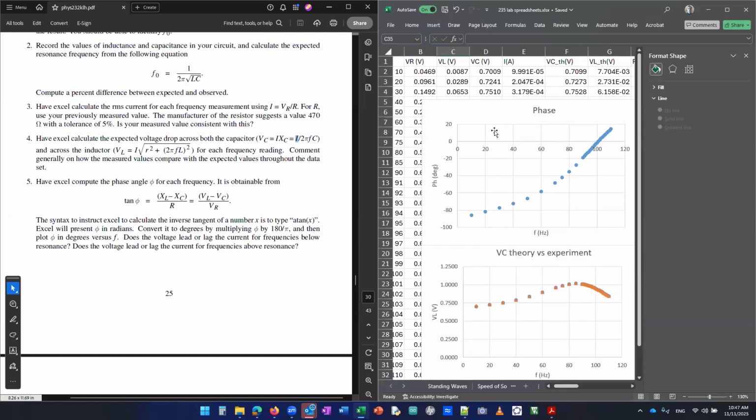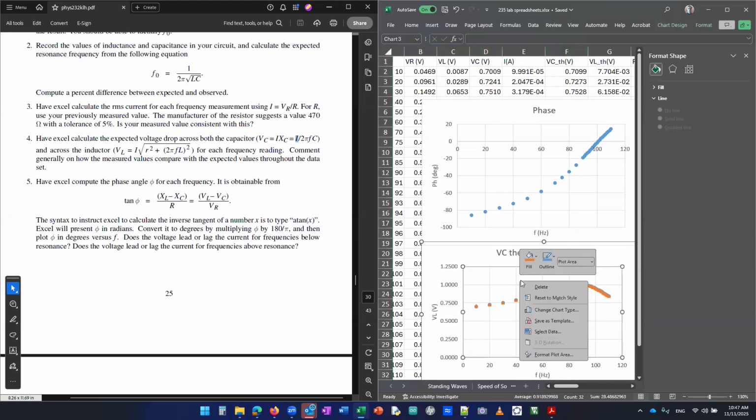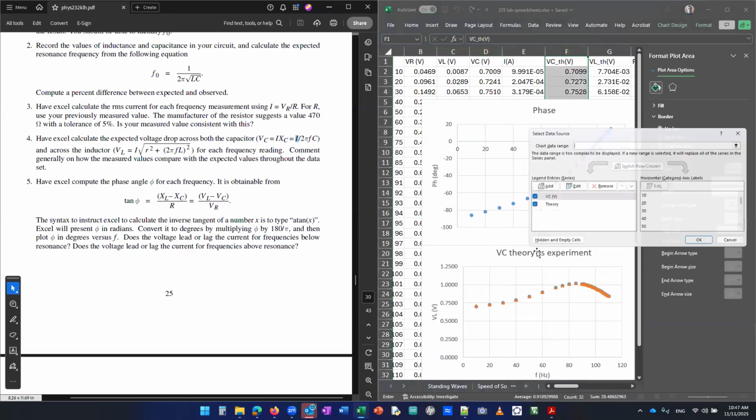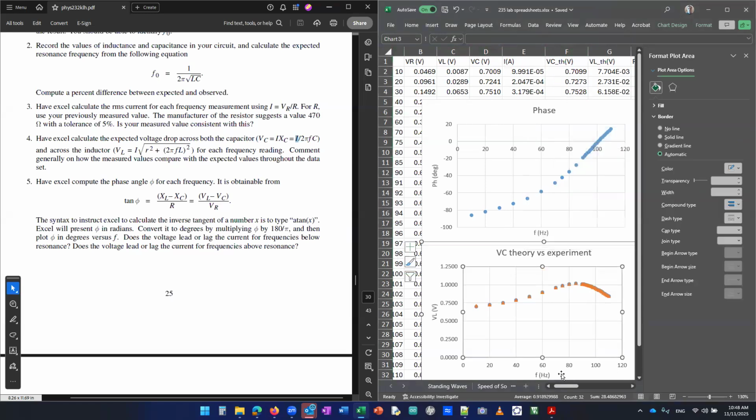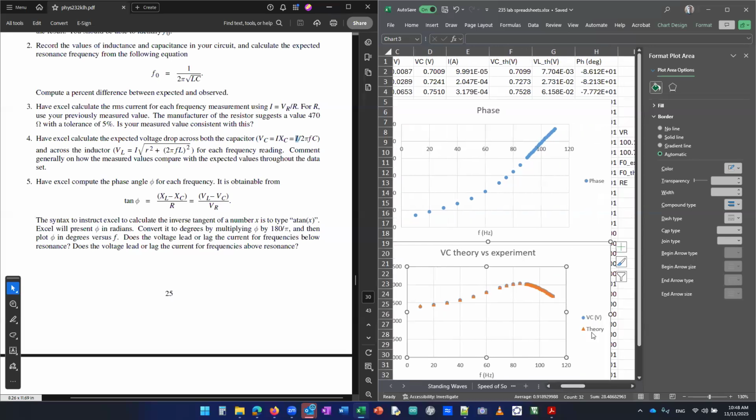So the plot is frequency as horizontal, voltage is vertical. So this needs to be plotted, and separately there's another plot. So if you open up the data, there are two plots. This one is the VC versus the frequency. The other is the theory VC versus frequency. And I named it such so that I have a legend that shows which one is which.